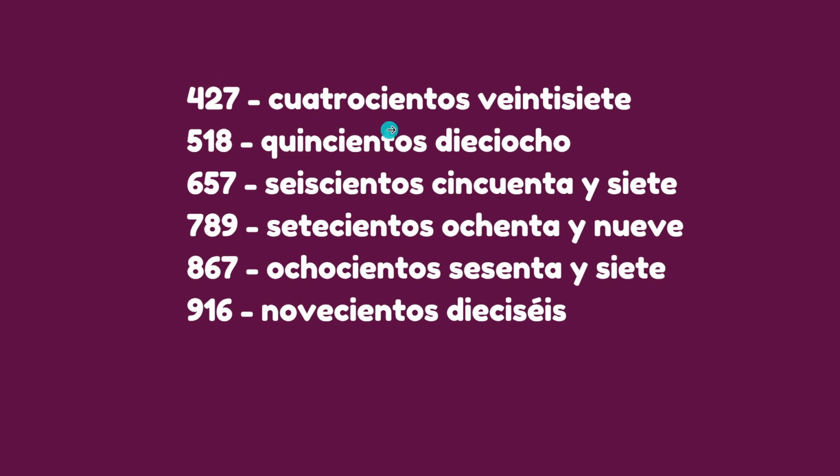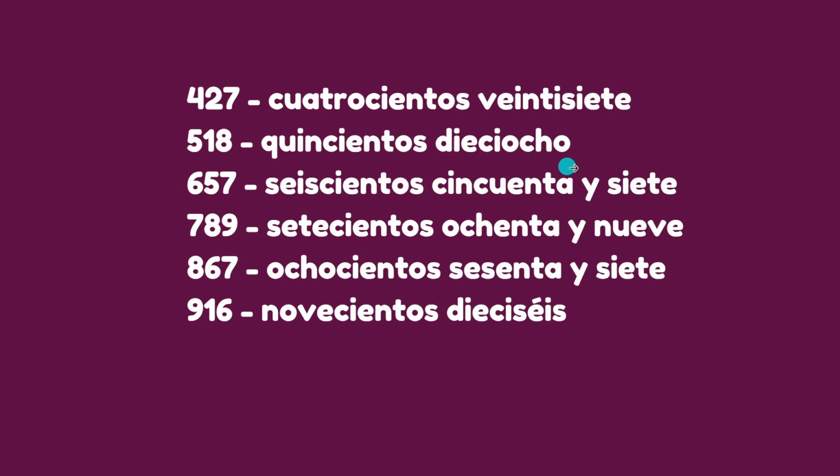Now looking at some different numbers, such as how we say 427. We say it as cuatrocientos veintisiete. Cuatro means 4, cientos means 100, that means 400, and veintisiete, that means 27. Now 518: quinientos dieciocho. For 657: seiscientos cincuenta y siete.